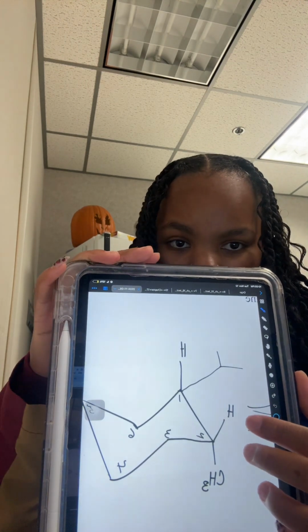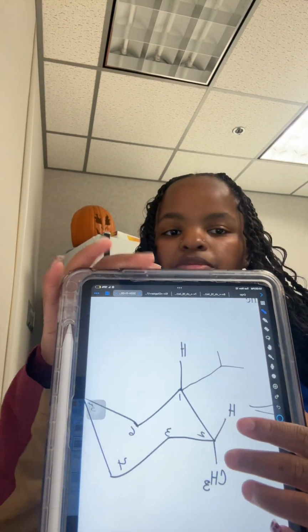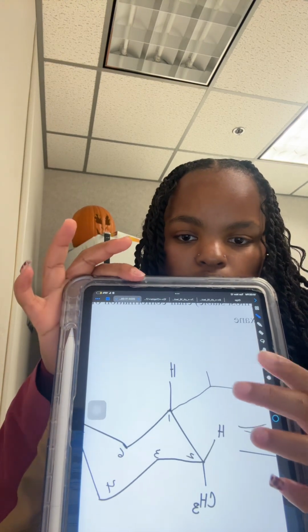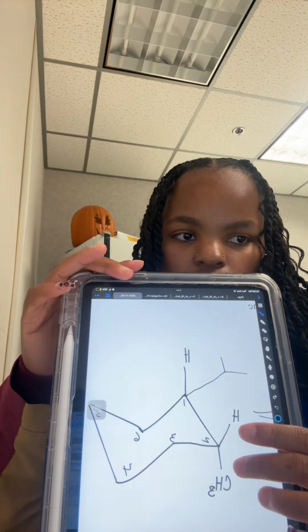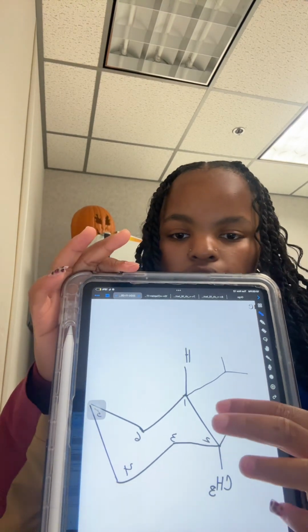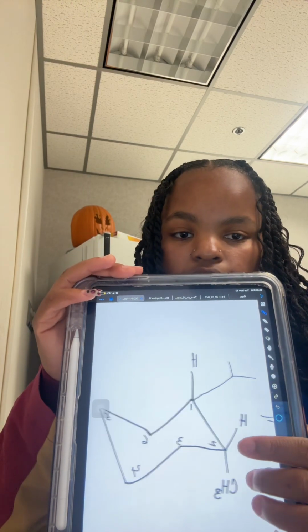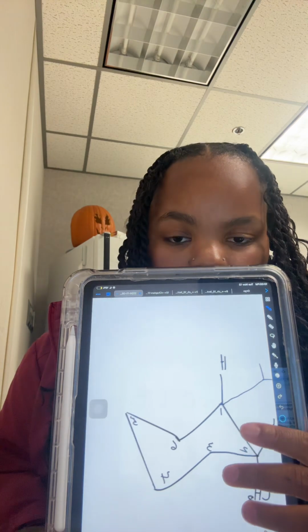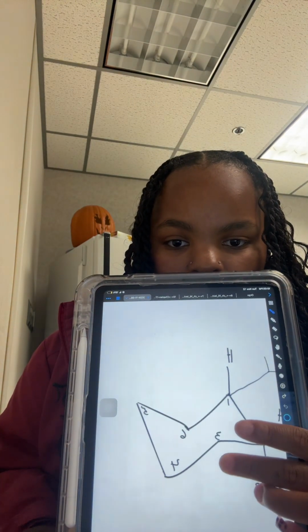And the cis basically states that both substituents, which is the isopropyl on carbon 1 and then the methyl on carbon 2, are on the same side of the ring, as opposed to them being on opposite sides. So this is the basic drawing of the chair structure, and everything is numbered as well.